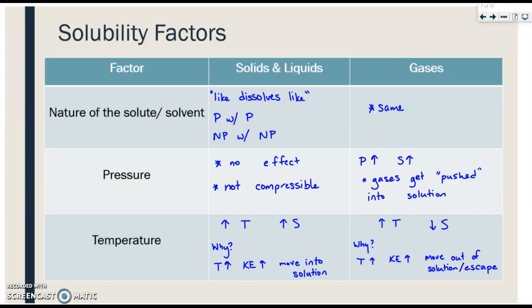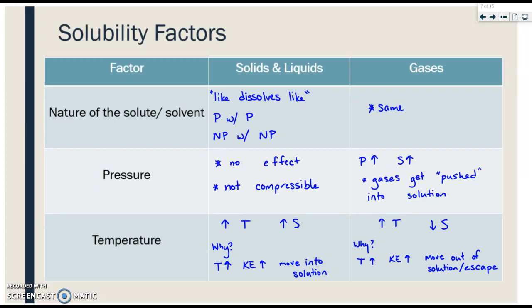This is our second video devoted to the topic of solutions. On this slide, which is the next one in the PowerPoint from the previous video, you will see that I have filled out everything about factors that affect solubility. There are three major factors that do this: the nature of the solute and solvent, pressure, and temperature.